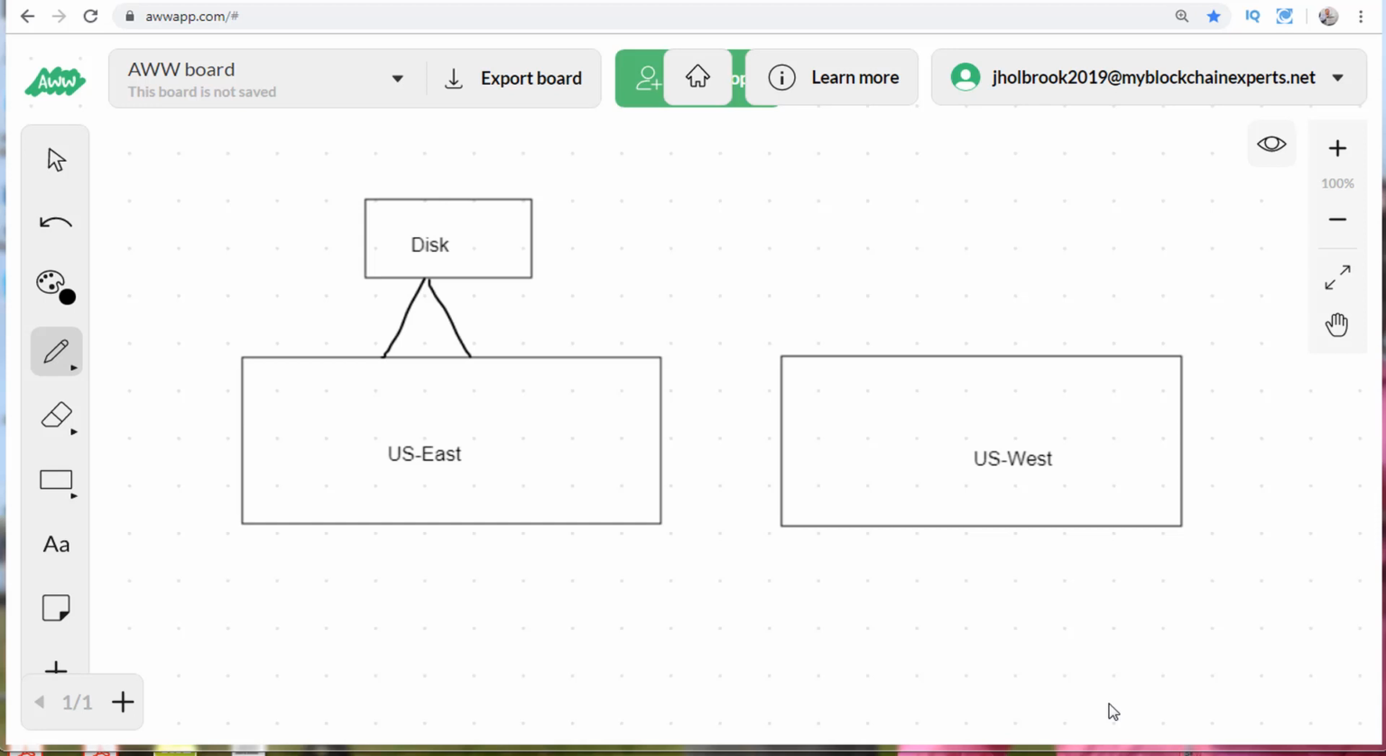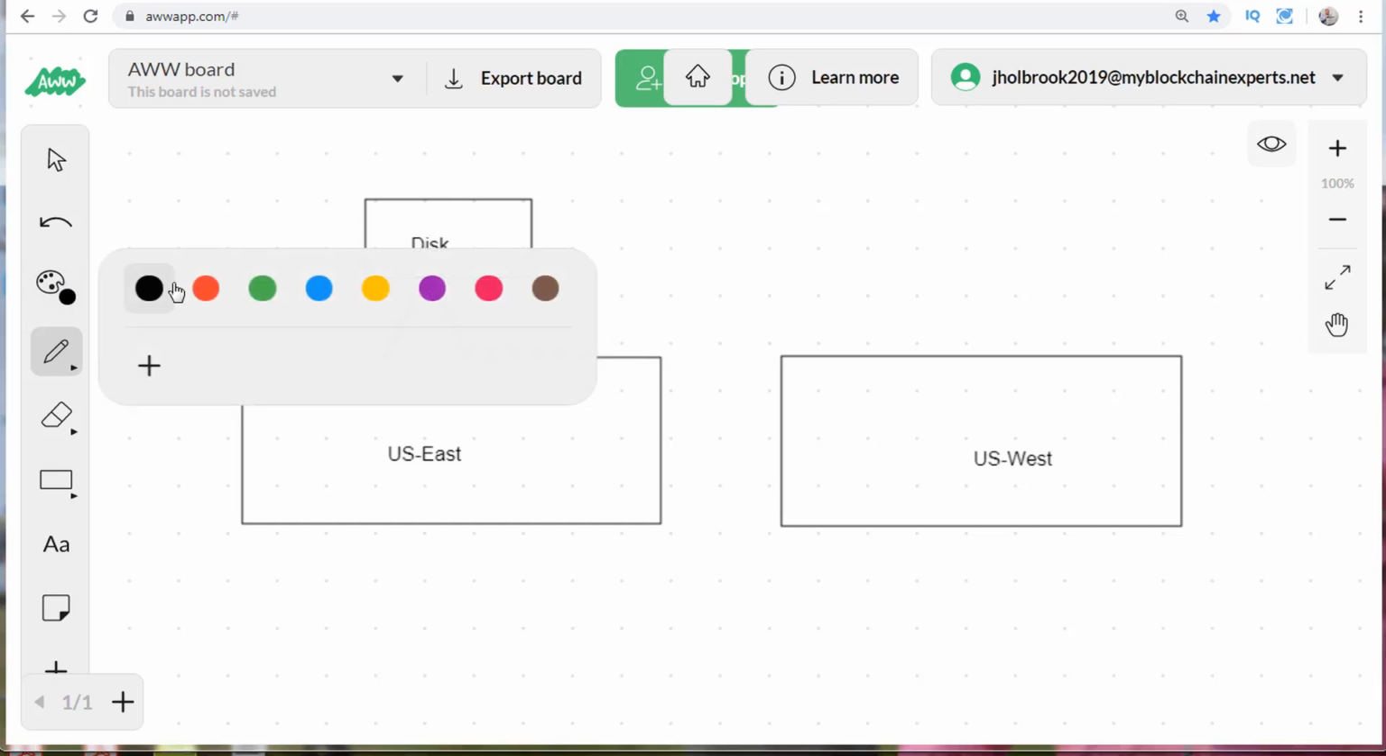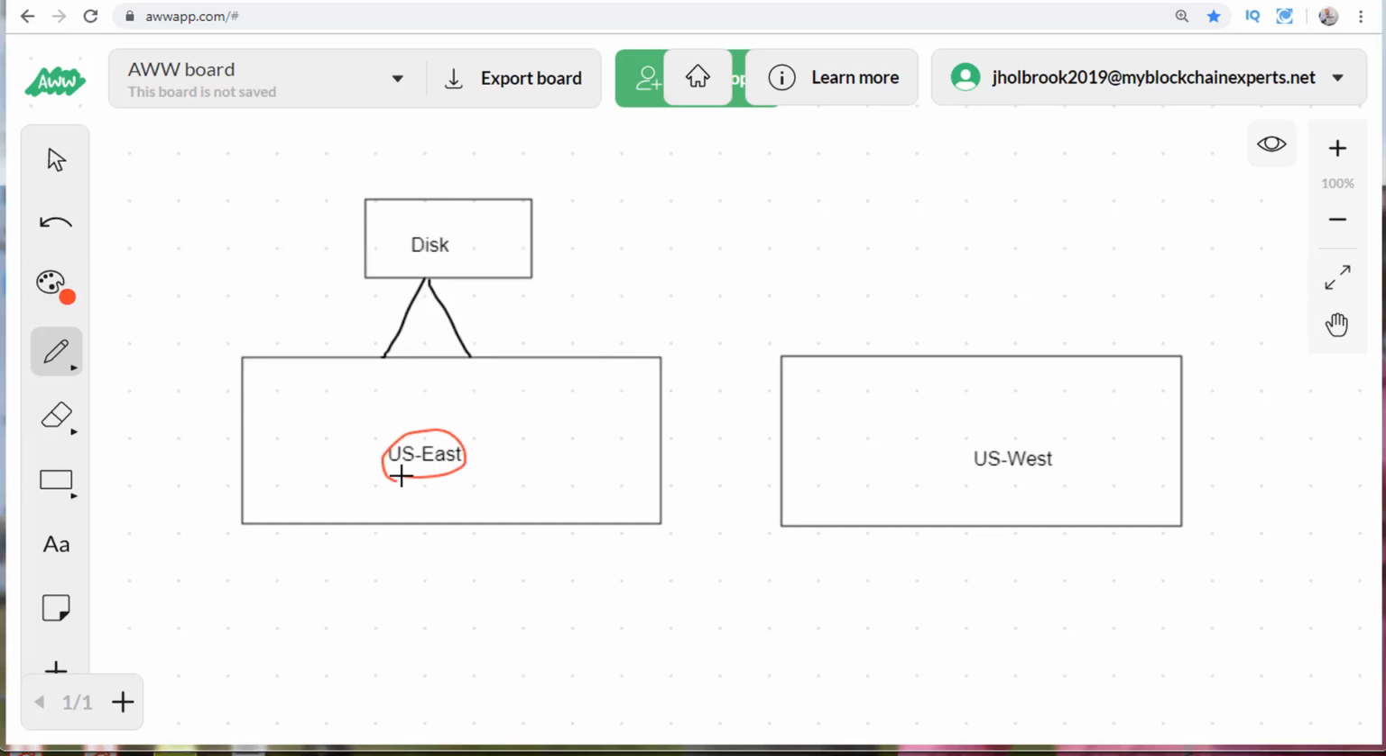Let's talk about moving a persistent disk. Now, we can certainly move virtual machines, for example, from one zone to another or one region to another. And in this case, let's say we want to move from US East to US West. Now, if we have a persistent disk, there are a few things we need to consider. For example, that persistent disk in this case is attached to this specific region.